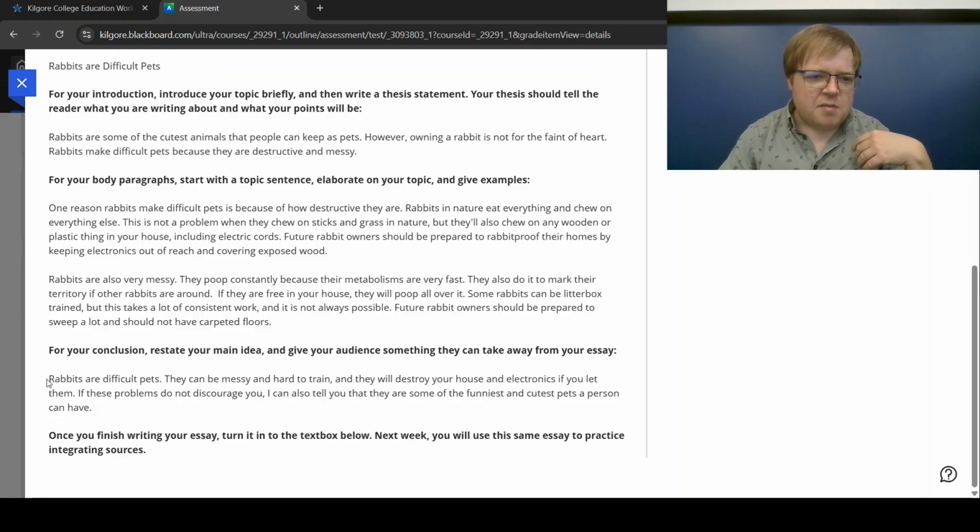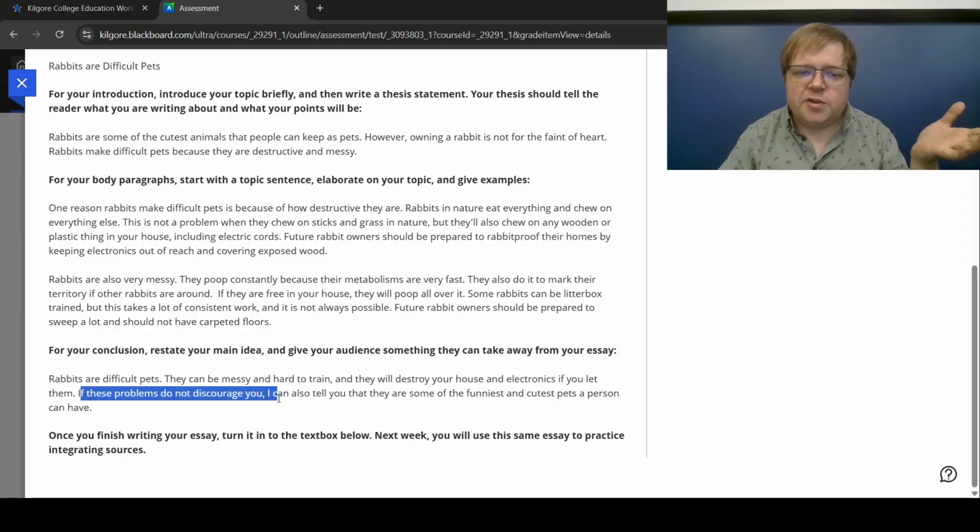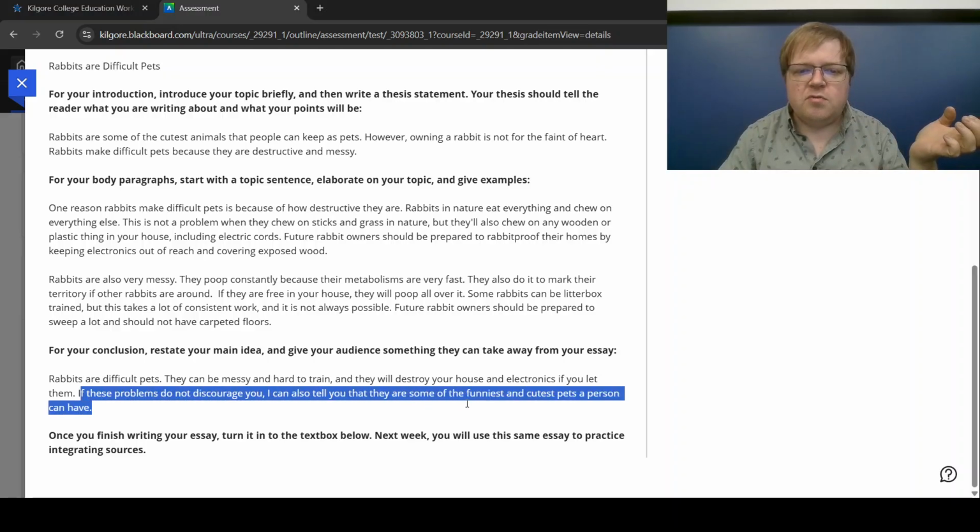Yeah. So I said rabbits are difficult pets. They can be messy and hard to train, and they will destroy your house and electronics if you let them. If these problems do not discourage you, I can also tell you that they are some of the funniest and cutest pets a person can have.